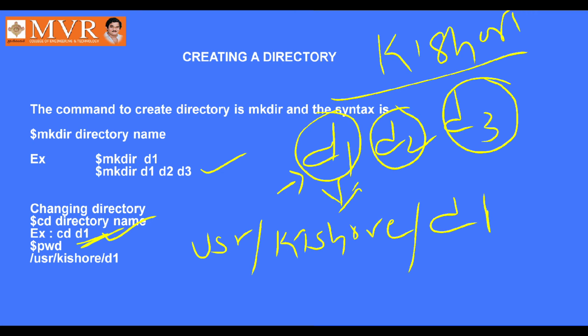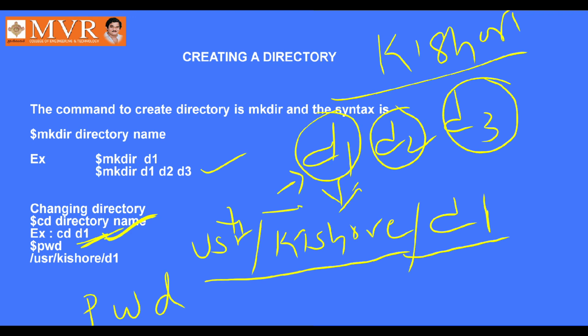In the previous session we used the command pwd. What is pwd? Present working directory. Before executing this cd d1 command, your present directory is user Kishore only, and whenever you execute cd d1, it takes you to directory d1. Now what is your present working directory? Your present working directory is user Kishore d1.